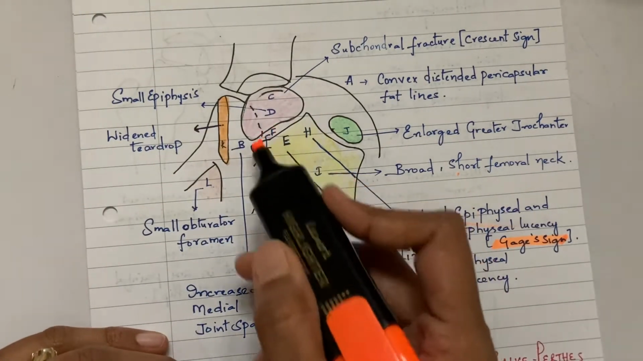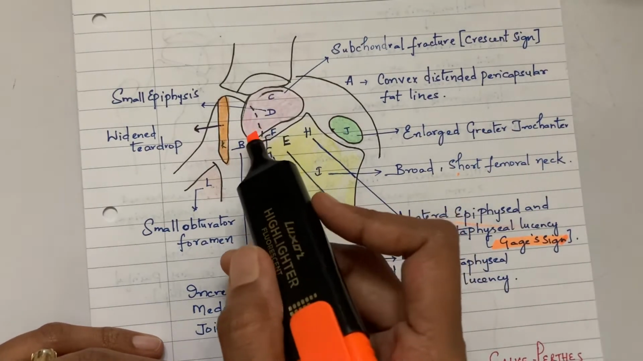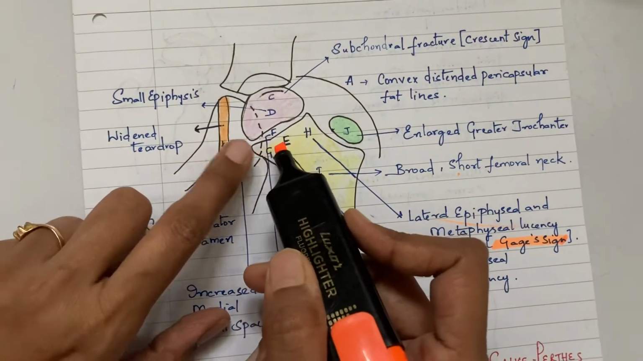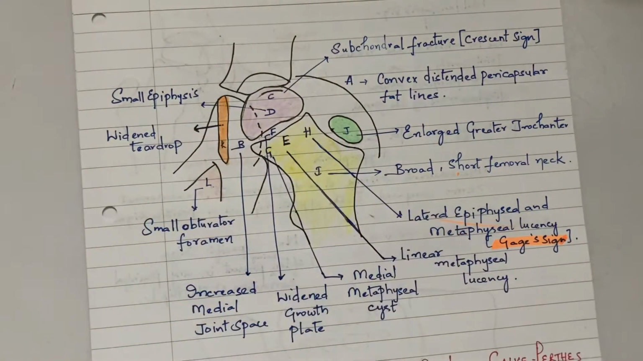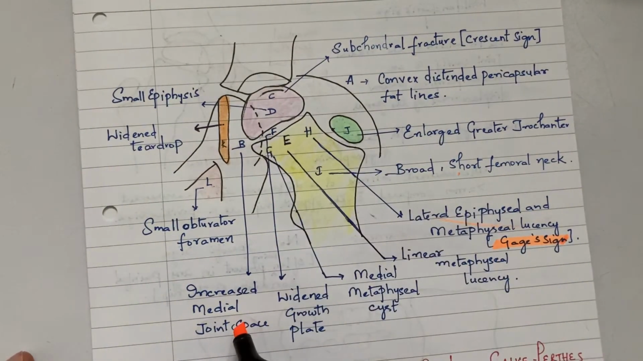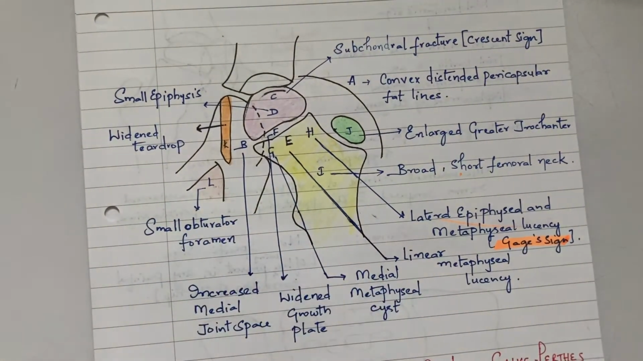Then we have a widened growth plate and increased medial joint space. Here we measure between the medial teardrop and the medial aspect of the femur, so this will be widened. There will be increased medial joint space and small obturator foramina. So we'll be discussing all these features now.